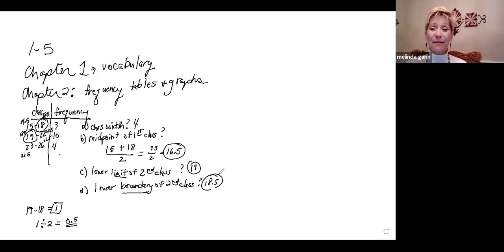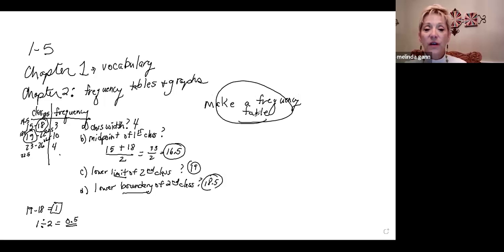Okay? So you've got to be able to find class width, you got to be able to find midpoints, you got to be able to find limits, you got to be able to find boundaries. So you got to be able to answer questions off of a frequency table. All right? You've also got to be able to make a frequency table from a list of numbers. So make sure that you can make one.